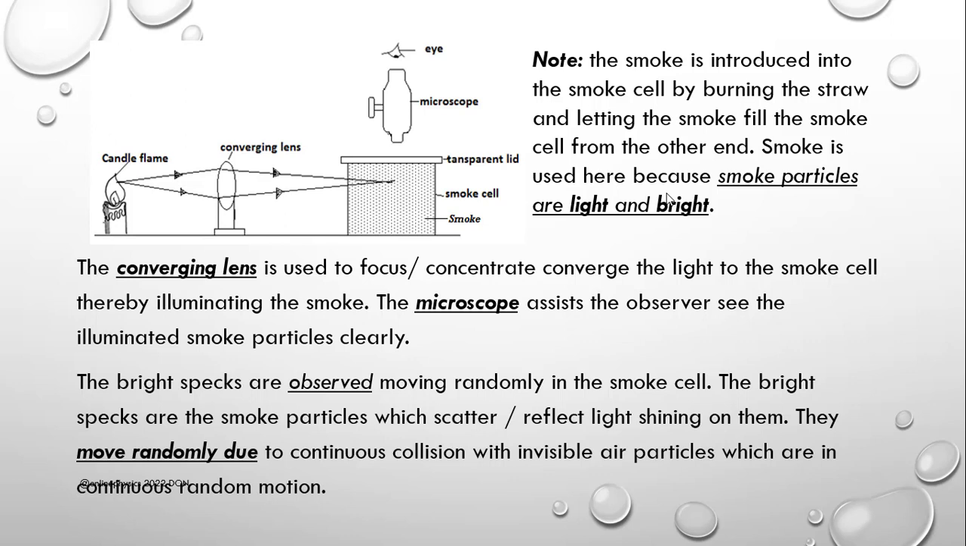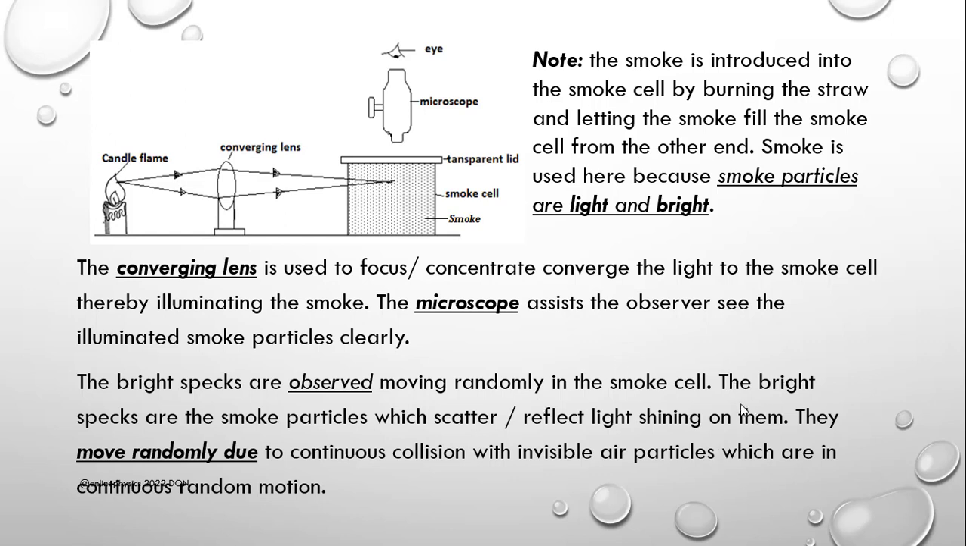Then we have the microscope. This will assist the observer to see the smoke particles clearly. So the smoke particles will be illuminated for easy visibility. Then the bright specks are observed. So the observation, once you look through the microscope, what are you able to see? The observation is what somebody is able to see. We are able to observe bright specks that are moving randomly in the smoke cell. So that is the observation.